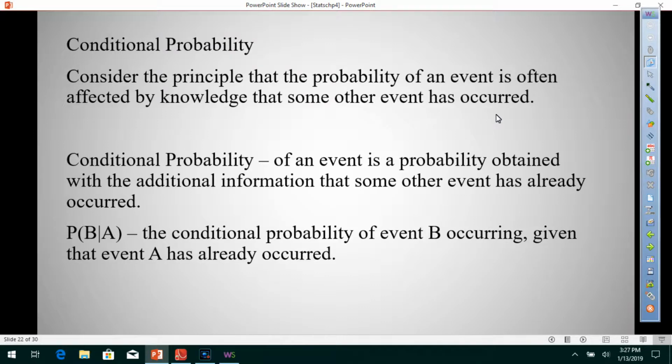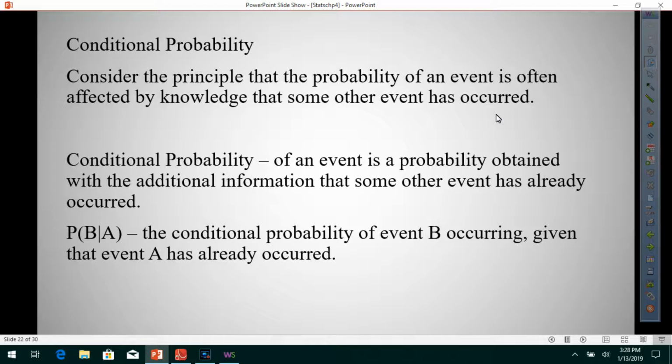Conditional probability. Consider the principle that the probability of an event is often affected by knowledge that some other event has occurred. I believe in the book it talks about the average person, there's a 1 in 12,000 chance of hitting a hole in one. But if you find out that person is a professional golfer, it changes to 1 in 2,375.